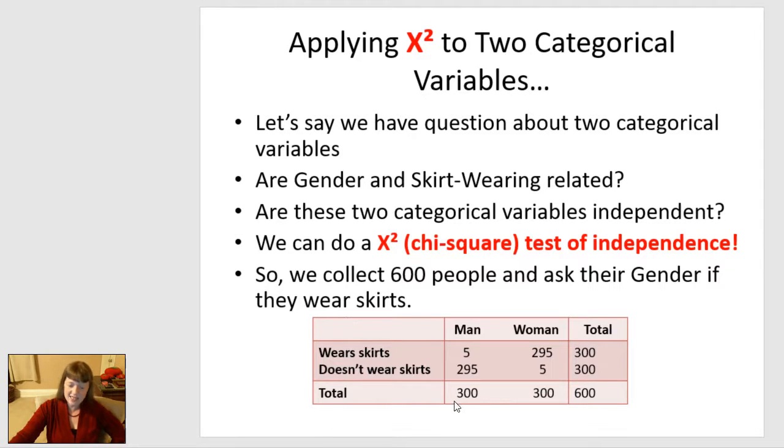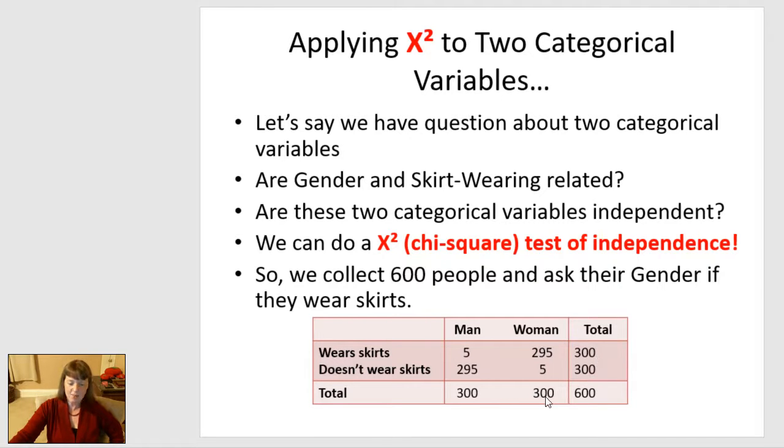And this is a contingency table where I end up with 4 different categories. Men who say they wear skirts, women who say they wear skirts, men who say they don't wear skirts, and women who say they don't wear skirts. These are the frequency sample data I'm actually going to gather. These are going to be my observed frequencies.